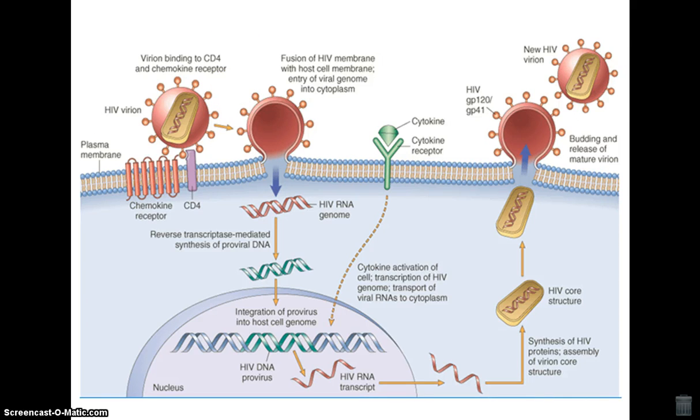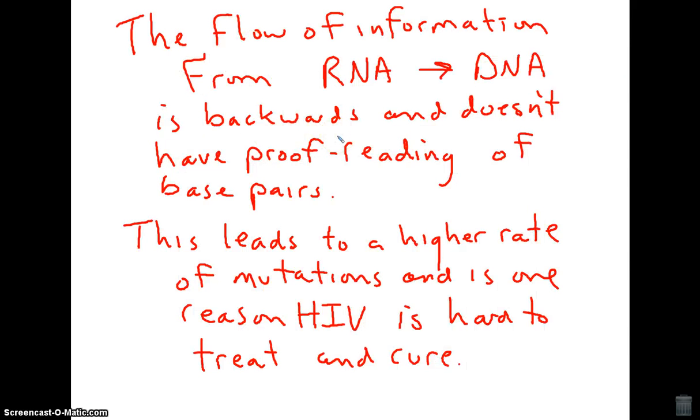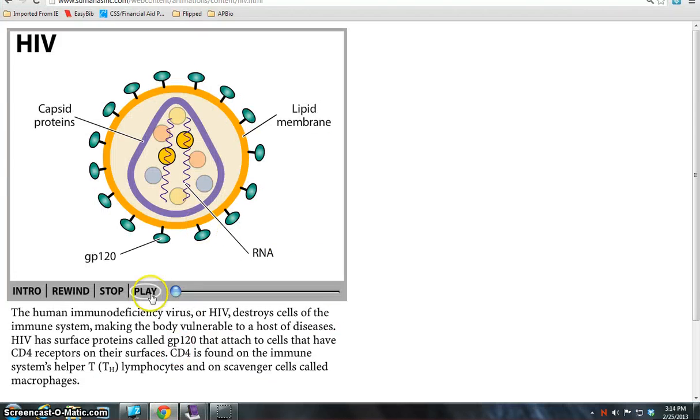As you go through these, the key thing to remember is that they are using RNA and an enzyme called reverse transcriptase, and this flow of information from RNA to DNA is backwards, and it doesn't have the proofreading of the base pairs like we've seen with DNA polymerase and DNA replication. This leads to a higher rate of mutations, and is one of the reasons HIV is hard to treat and cure, because the mutation rate is so high. And here's a quick animation that will walk you through the procedure.